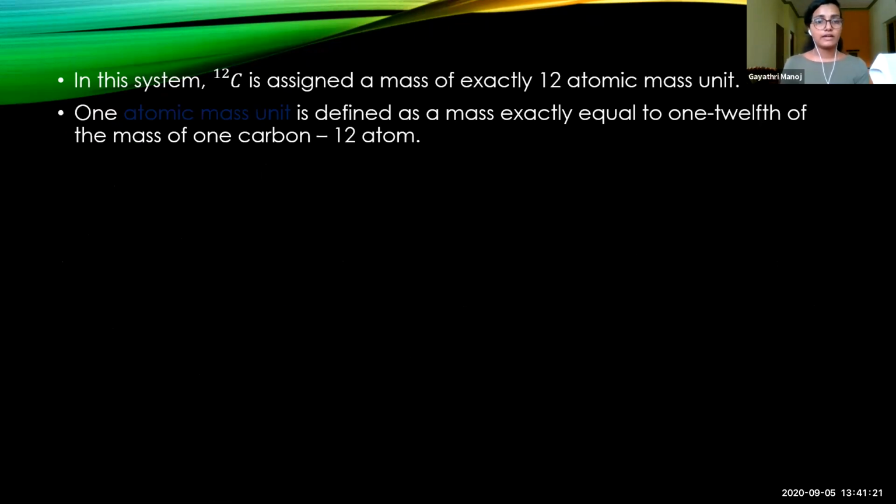And let's define one atomic mass unit. One atomic mass unit is defined as a mass exactly equal to 1/12 of the mass of one carbon-12 atom. And it's given as 1 AMU is equal to 1.66056 times 10 raised to negative 24 gram.